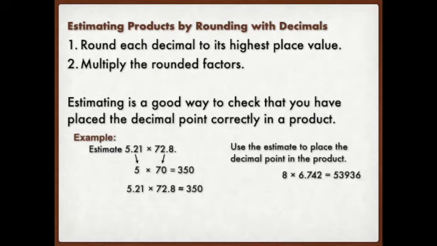So if I have 8 times 6.742, here's my multiplication. Well, I don't know where to put my decimal place, right? Okay, but if I look at 6.742, I know I should have 3 places to put in my decimal. I can go ahead and place it: 53.936. Yeah, that's fine. But if I just estimate, this can also help me.